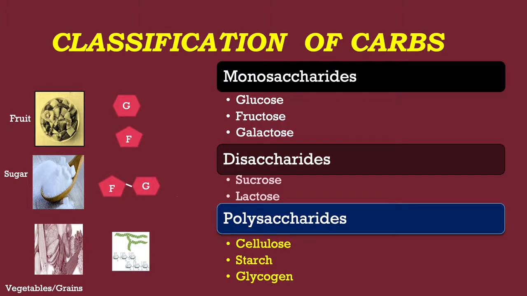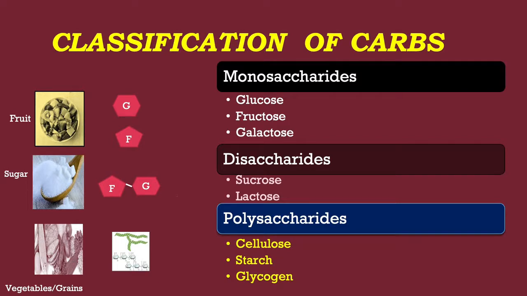There are three main monosaccharides: glucose, which is the most common and the main source of energy for the body; fructose, which is commonly found in fruits; and galactose, which is found in milk and dairy products. When two of these monosaccharides are connected, they become disaccharides. This makes sense because mono means one and di means two.